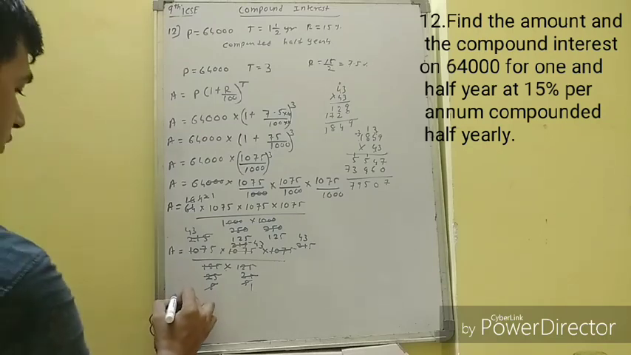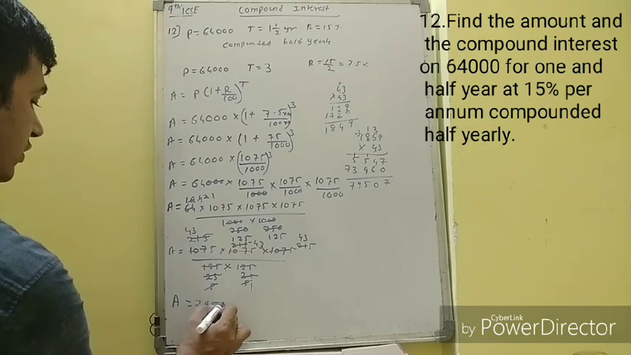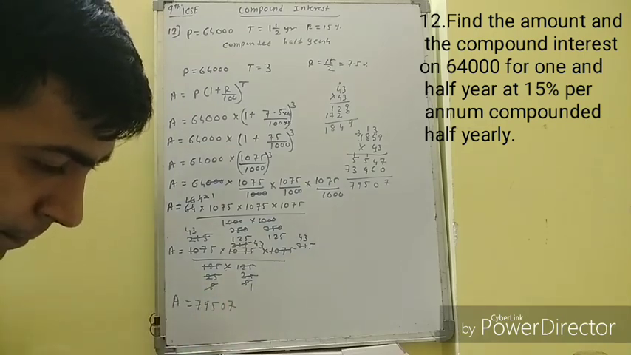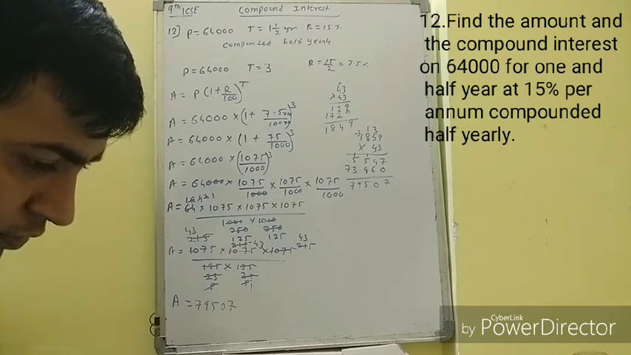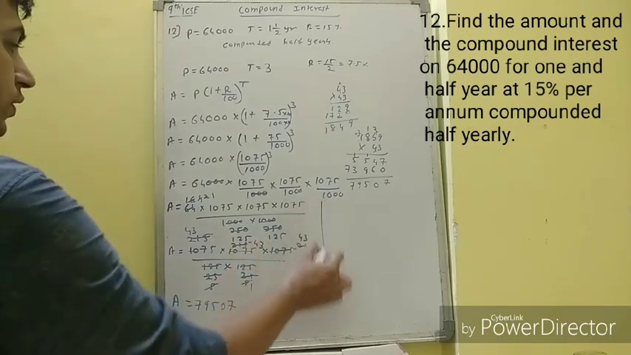Okay, so that was a big calculation. 79507. Okay, let me check it. 79507, this is the amount. So can we find out the interest now?